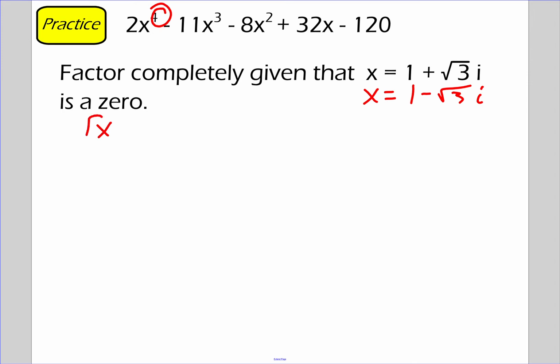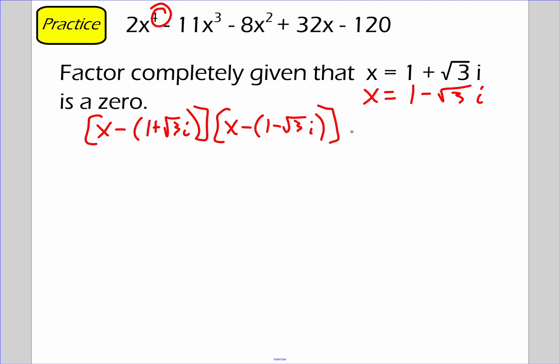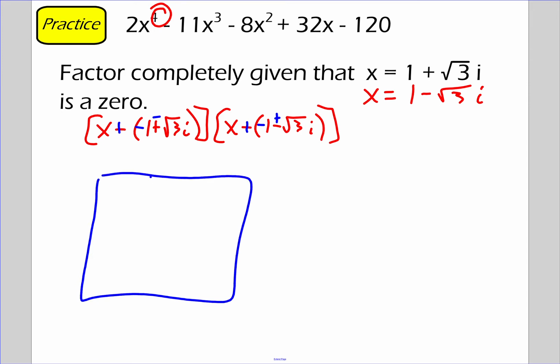So we'll start with x minus 1 plus the square root of 3i, and multiply that by x minus 1 minus the square root of 3i. And then whatever's left is going to be some other quadratic. So we're going to have a quadratic multiplied by a quadratic. So let's go ahead and find this one. First thing I want to do is distribute the negative and think about these as trinomials instead of binomials. The reason being it's going to be a lot easier to multiply these as trinomials.